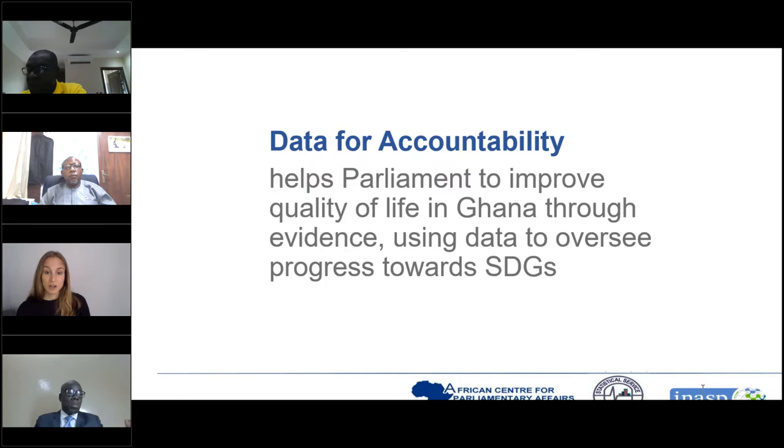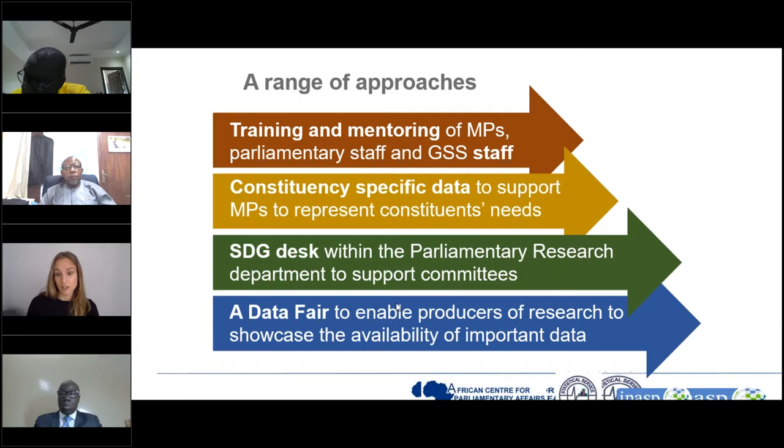The project is led by African Centre for Parliamentary Affairs, supported by INASP and the Ghana Stats Service, and has funding from the Hewlett Foundation. It is aiming to build greater collaboration between data producers, in particular GSS and Parliament. And it uses a range of specific approaches to strengthen collaboration between data producers and Parliament.